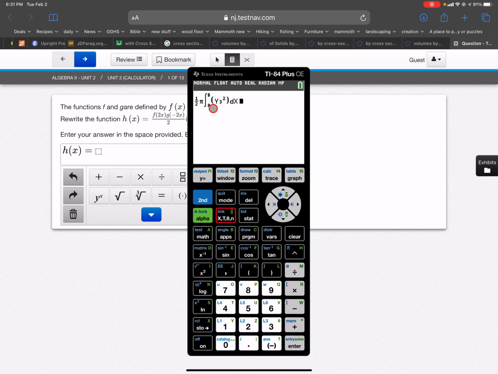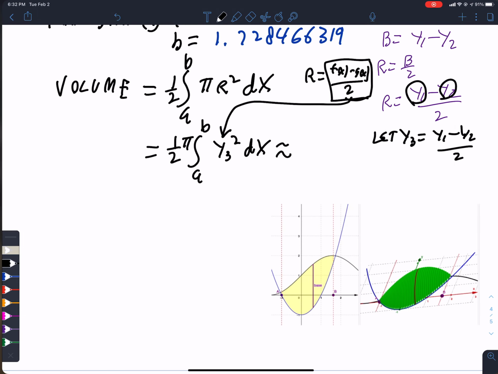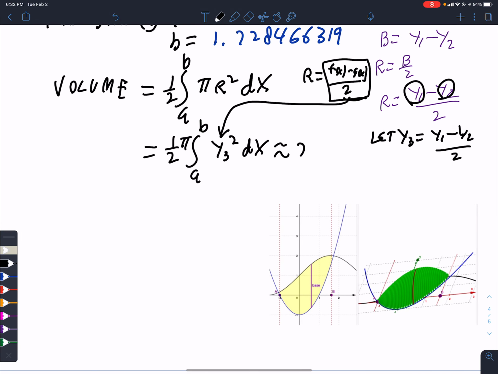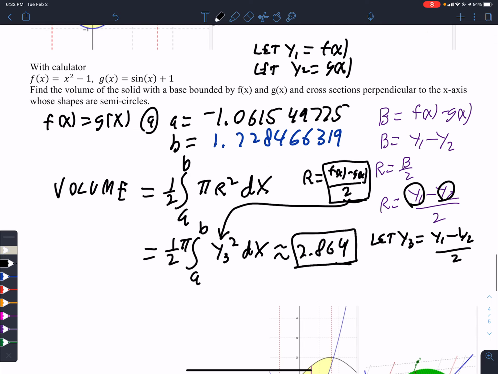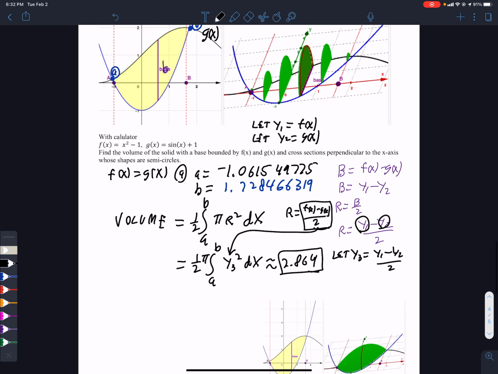dx. Now, why did I do y3? It's very easy to make a mistake when you enter the y1 minus y2 over 2 squared. If you don't have the right parentheses and everything set up, it's dangerous. So this is so clean, and I hit enter, and there's my answer, 2.864. So this is approximately 2.864. There is my answer to this question. I am done.